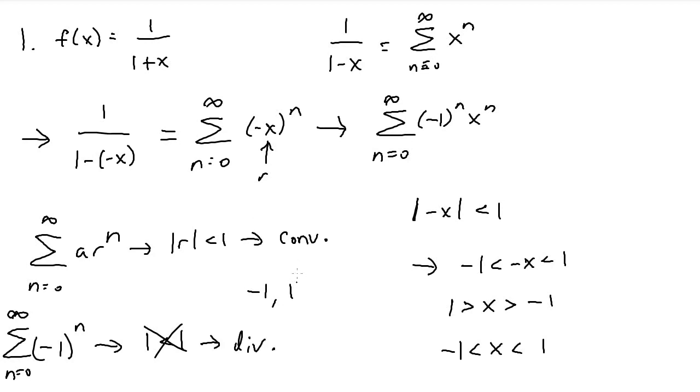And if I plug in negative 1 also in for x, I will also get 1 to the n, which means the series will also diverge. So I will just put open parentheses here, which means it will converge for all values of x between negative 1 and 1, and not including the endpoints. So that is the interval of convergence.